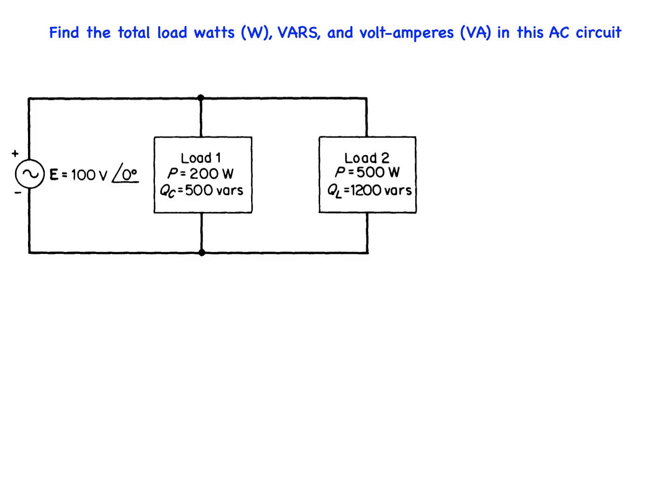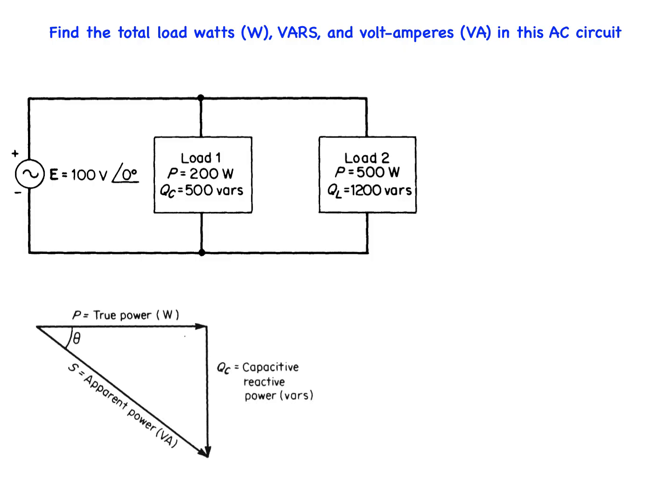Recall that watts, vars, and volt amperes are all dimensionally the same, that is, the product of voltage and current. However, we use the designators of watts, W, to represent real power, or instantaneous or average power, volt amperes reactive, vars, to represent reactive power, and volt amperes, VA, to represent complex or apparent power.